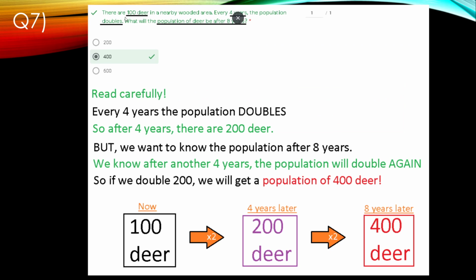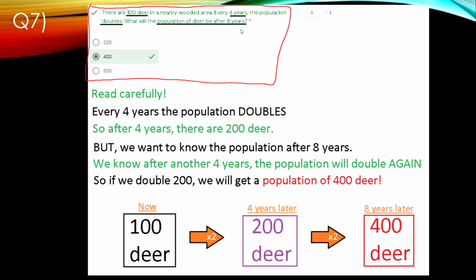All right, so this next question here, this is something we'll definitely talk more about, but I want to see if you can think through this. You do have the information to solve it at this point. You just need to be careful. So imagine that there's 100 deer in a nearby wooded area. We know that every 4 years, those 100 deer, that population, is going to double, times by two. So we know after 4 years it's going to double.